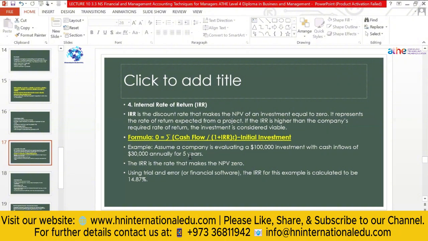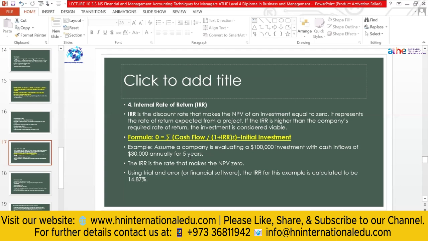The IRR is the rate that makes the NPV zero. Obviously, that is what it means. We need to get it to zero. How? After doing the calculation, it must equal zero. Now, using trial and error, that is financial software, the IRR for this example is calculated to be 14.87%.